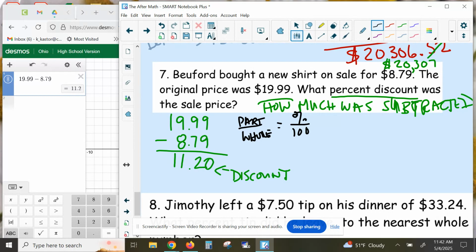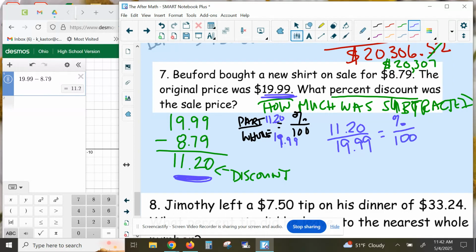Okay, so what is the part that was taken off? The part that got taken off was 11.20. So the 11.20 is going to go on the top. What was the whole? The whole was 19.99. So we're going to do 11.20 over 19.99. And that's going to give us our percent over 100. Okay, so I'm going to call this X.